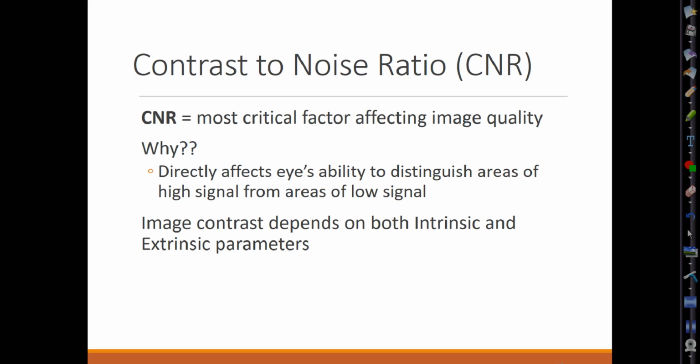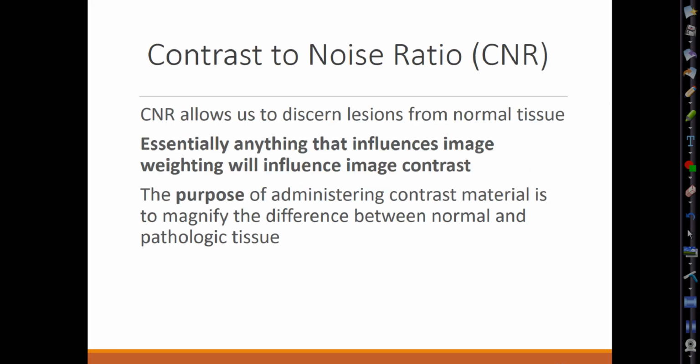Image contrast depends on both intrinsic and extrinsic parameters. When we do that arthrogram, when we have contrast fluid within the joint space, and everything else is nulled out because of that saturation, sometimes we're able to discern those lesions or that pathology from normal tissue. That's why we inject contrast, because it was hard to see on the T1 pre-contrast, and now it appears bright. I know there's some kind of pathology on the T1 post-contrast. So the purpose of administering contrast material, which is gadolinium, is to magnify the difference between normal and pathological tissue.